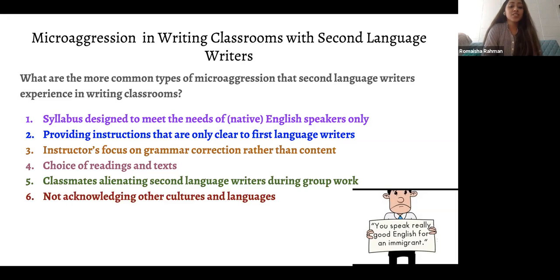So syllabus designed to meet the needs of native English speakers. What I was saying is, if you assign a topic to a student, let's say Thanksgiving, for example. Now, in a writing classroom, Thanksgiving in the US is a very popular thing. Everybody loves Thanksgiving, not only in the US, in Canada as well. Thanksgiving is celebrated at different times, but the concept is more or less the same.